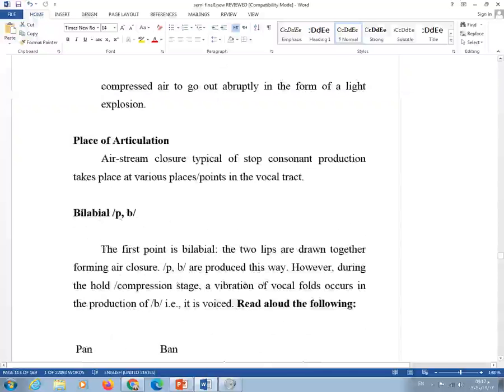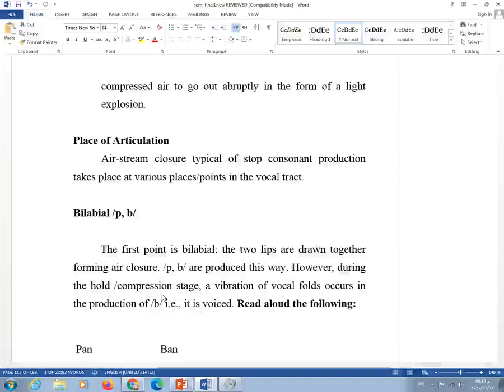However, during the hold or compression stage, a vibration of the vocal folds occurs in the production of B. يعني وانا بنطق البي العادية بتاع book, بيبدأ يحصل vibration even before I say it, even before I release air. This is an anticipation for the following vowel.